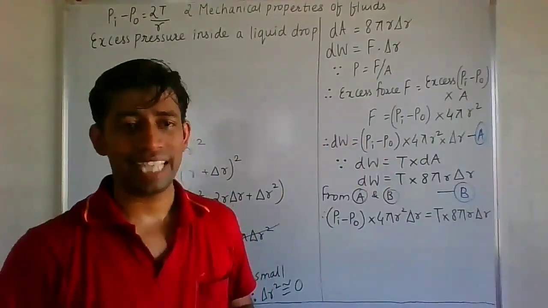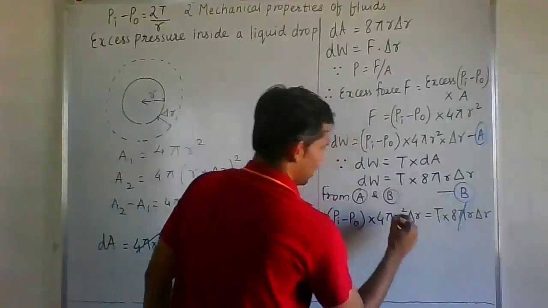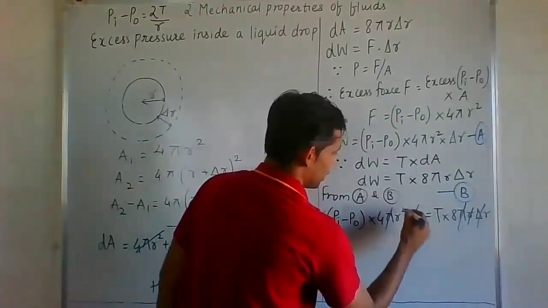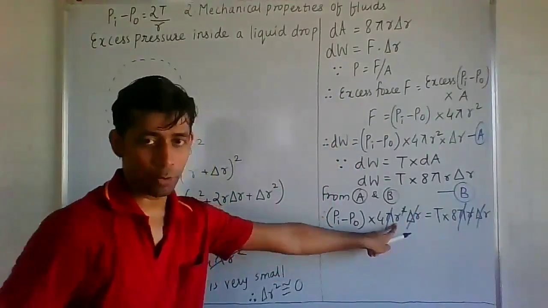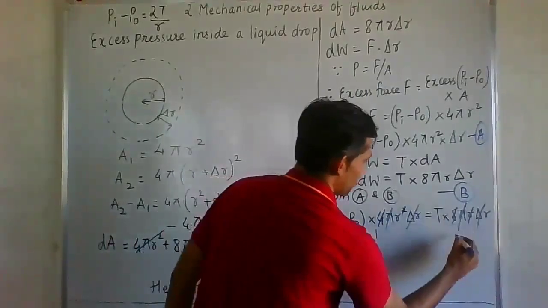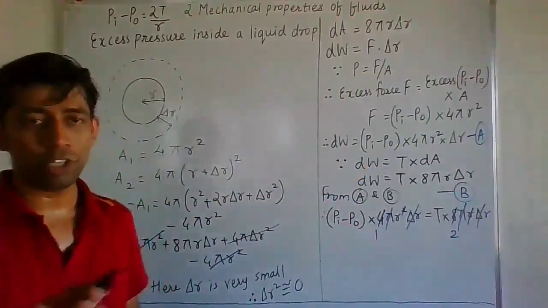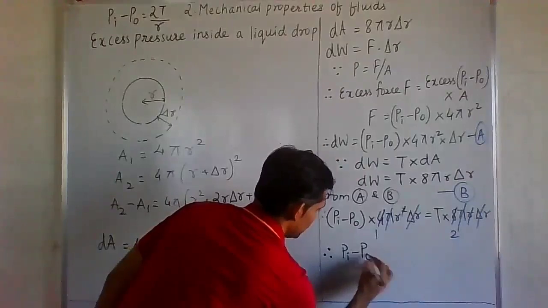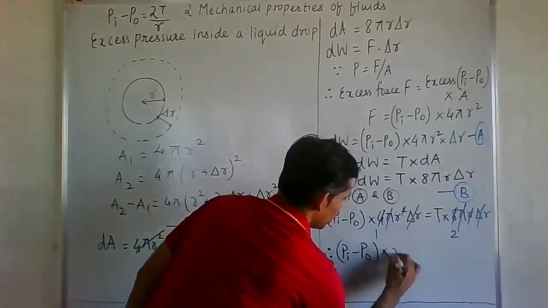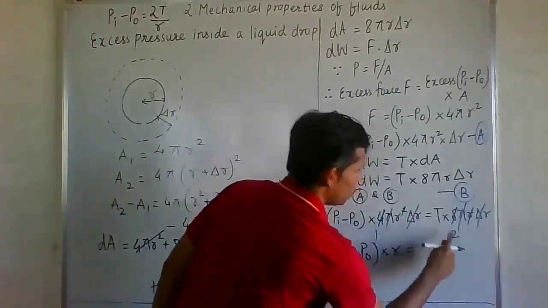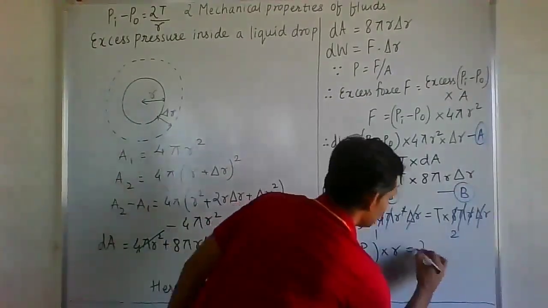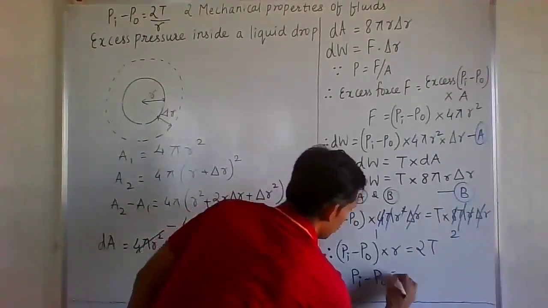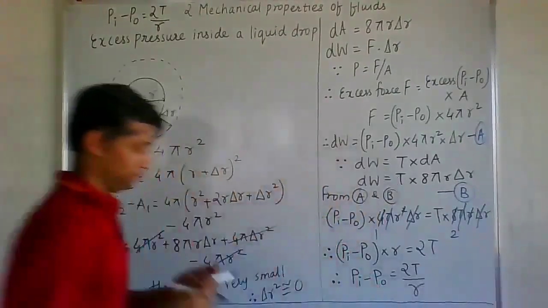Okay, now let's see what all things can get cancelled. Pi got cancelled, delta r got cancelled, one r term can get cancelled, one r is left out. This is 4 ones are, this is 4 twos are. Okay, so see what all things we are left with. On LHS we have Pi minus Po into r, is equal to, we are left with 2T. Okay, so therefore our final answer comes as Pi minus Po is equal to 2T by r.